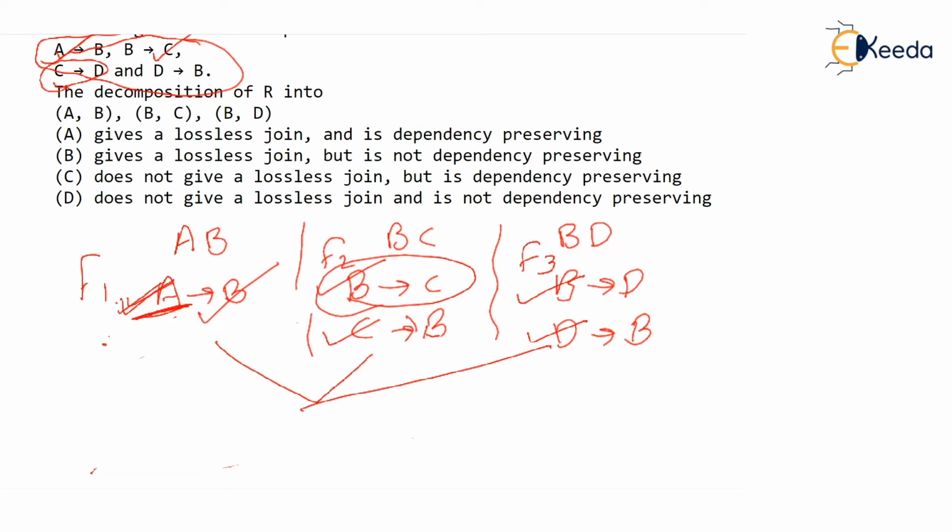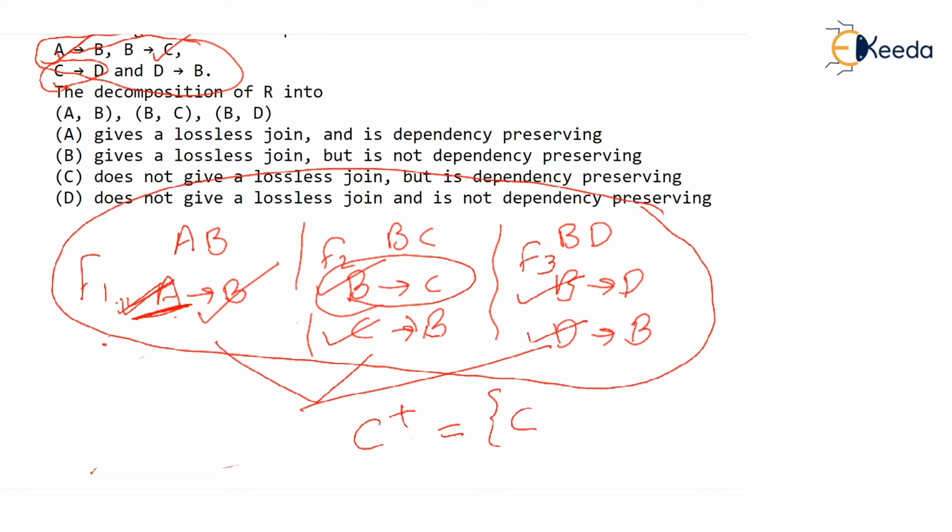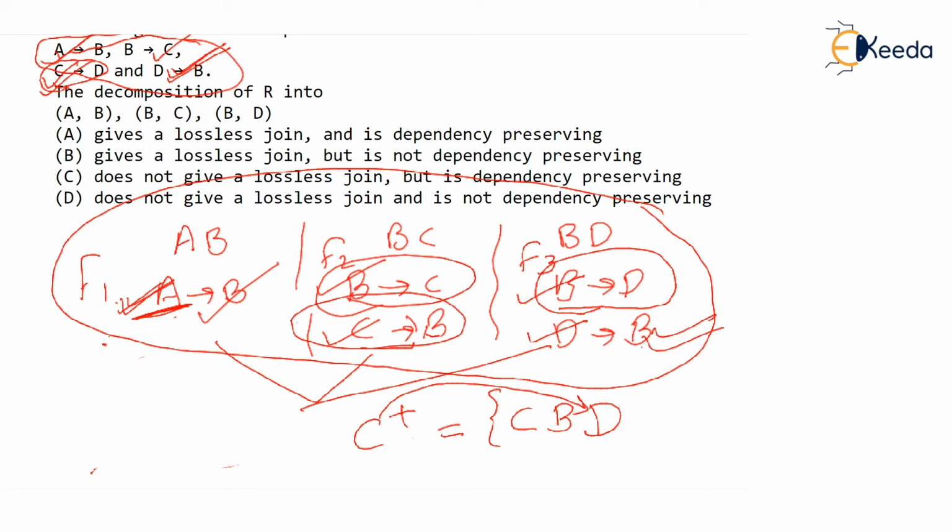But then what if you find C closure using F1 union F2 union F3? Use all these dependencies and find out C closure. Now C closure will contain C and C will bring in D. Due to this, C is determining B and B will bring in D due to this. That's enough. C closure is containing D, isn't it? So even C determines D is recognized by F1 union F2 union F3. And D determines D, which I am now ticking, is readily available in F3. So all the FDs of the original table are satisfied by F1 union F2 union F3.